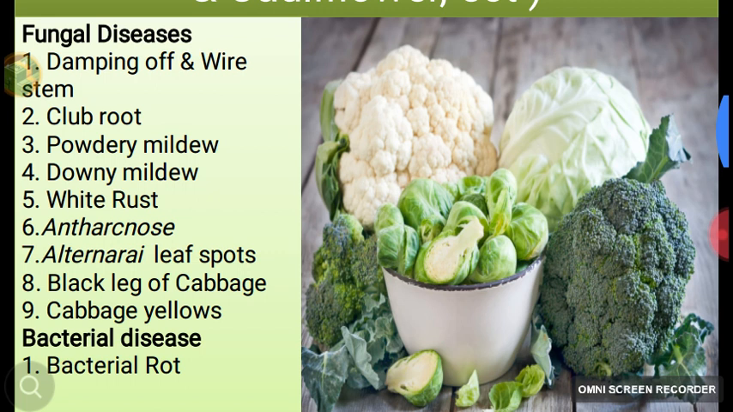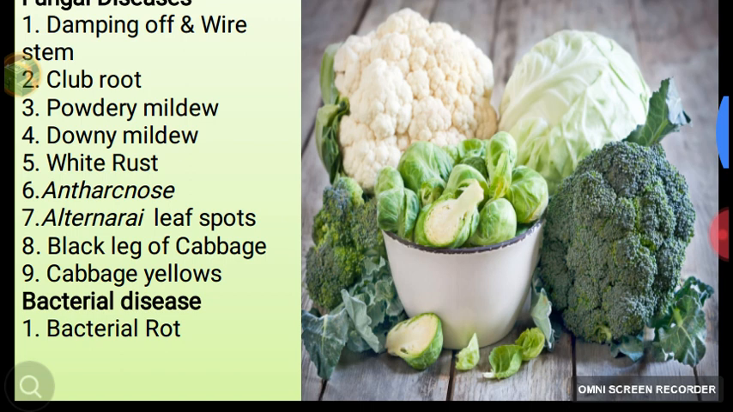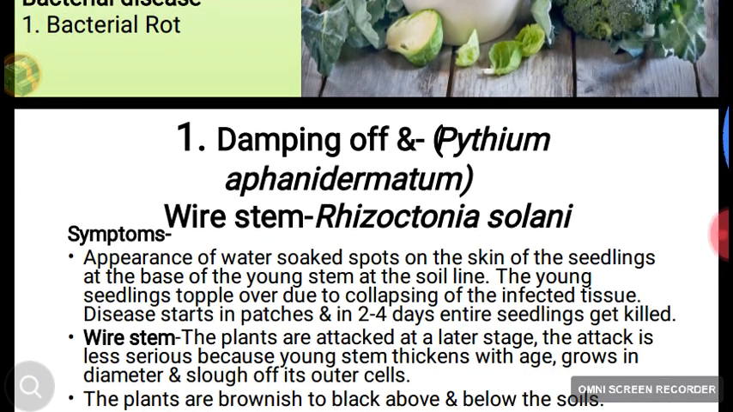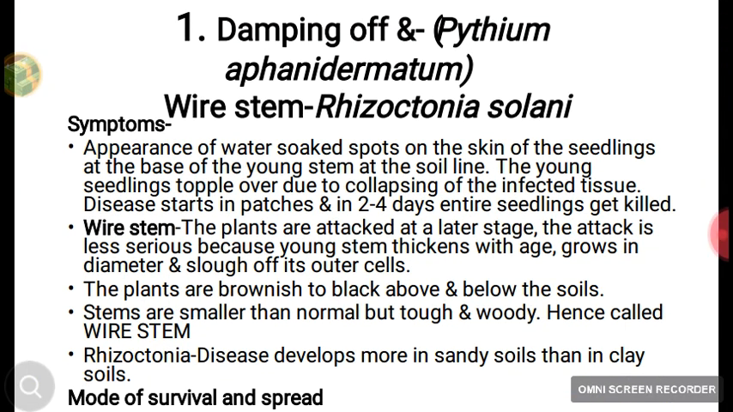The first one are the fungal diseases and the bacterial diseases. Let's see the fungal diseases: damping off and wire stem, club root, powdery mildew, downy mildew, white rust, anthracnose, Alternaria leaf spots, black leg of cabbage, and cabbage yellows, and one bacterial disease, that is bacterial rot. Let's discuss in detail about each and every disease.